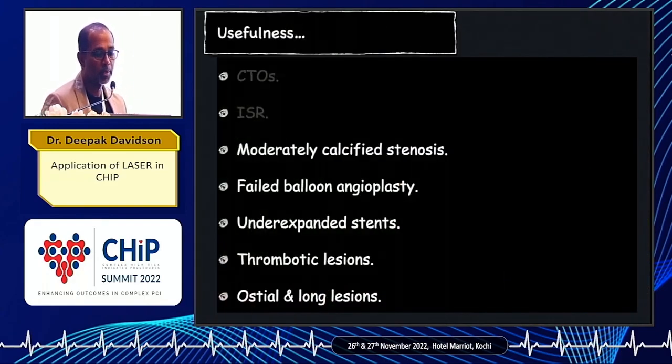So finally, what should be kept in mind is that you have vaporization of at least some tissue over there, so that distal embolization could be reduced and the vessel could be opened up.